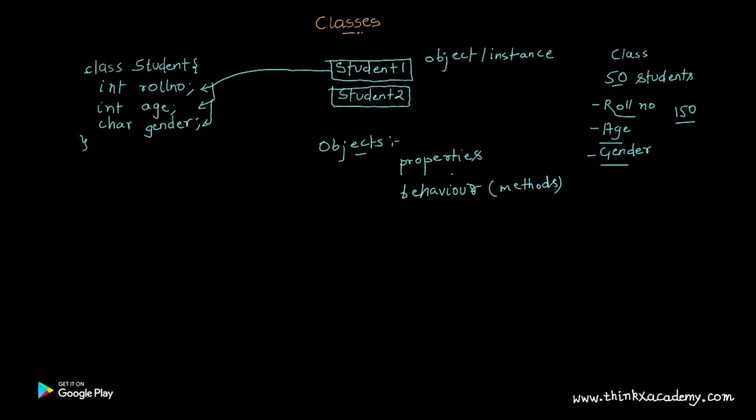In this tutorial we are just concerned with the properties. In the next tutorial we will also create methods to define the behavior of this class. So let's move on to the Eclipse IDE and create a class student and an object of that class.